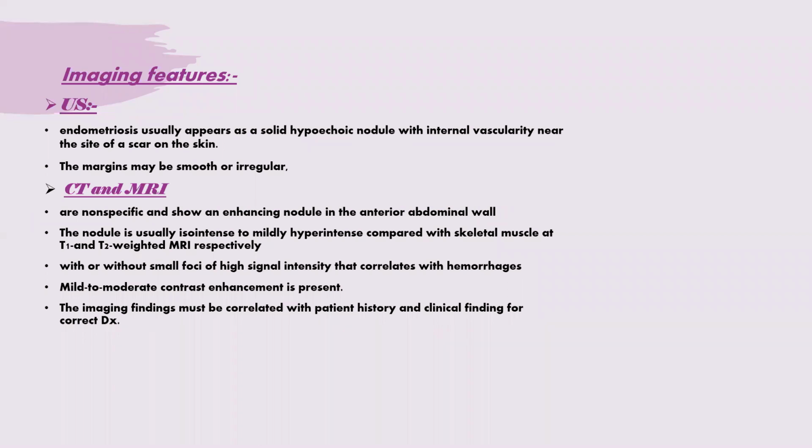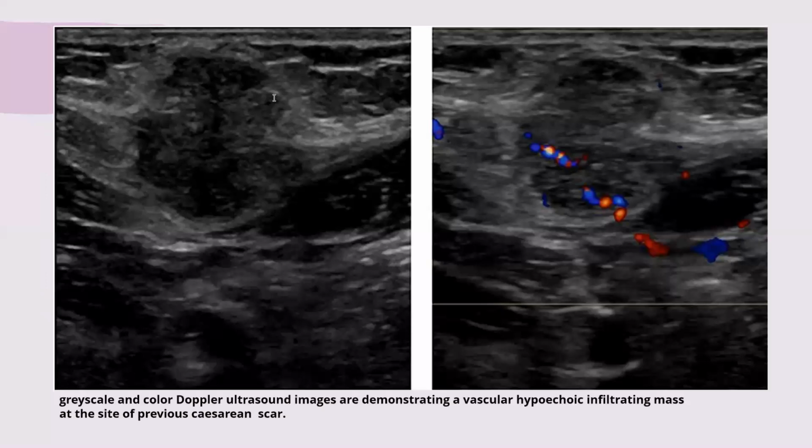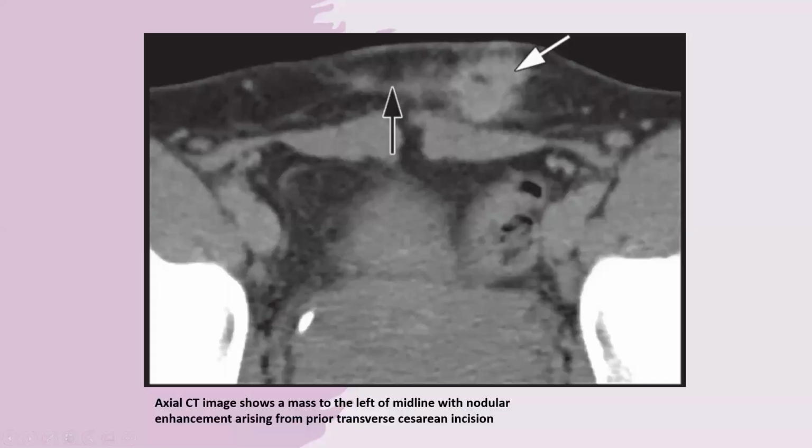This is a grayscale and color Doppler ultrasound image demonstrating a vascular hypoechoic infiltrating mass at the site of a previous caesarean scar. The axial CT image shows a mass to the left of the midline with peripheral nodular enhancement arising from a prior transverse caesarean incision.